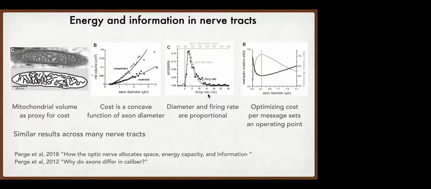So this suggests what's going on. Remember earlier on, we argued that the operating point for a nerve tract would get set by optimizing the information per cost, and that there was this concave curve of information as a function of cost that would set that. So using these kinds of arguments, these authors proceeded to try to explain the operating point of the retina.